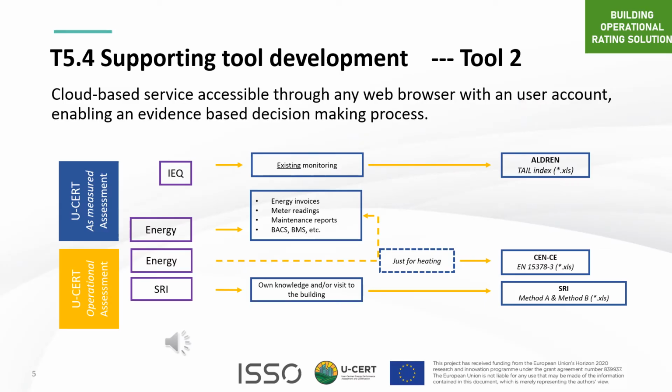UCERT Tool 2 has been designed to be a cloud-based service accessible through any web browser with a user account, enabling an evidence-based decision-making process. The idea behind UCERT Tool 2 is to rely on several supporting tools, covering a wide range of topics, which were spreadsheets initially developed in other projects and which have been translated into digital tools to support the UCERT Energy Performance Certificate. These supporting tools are going to be presented in the next slides.